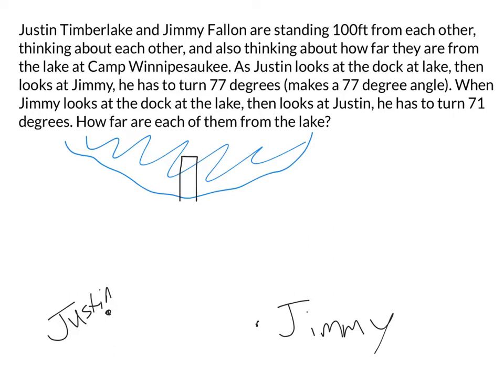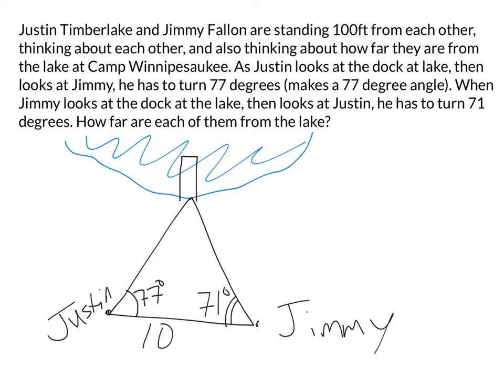So the angle we're talking about is this angle right here, 77 degrees. And then when Jimmy looks at the dock, then turns, this angle right here was 71. And we know that they are 100 feet from each other. And we want to know how far each of them is from that dock at that lake, right? Well, we'll call Justin's value X and we'll call Jimmy's value Y.